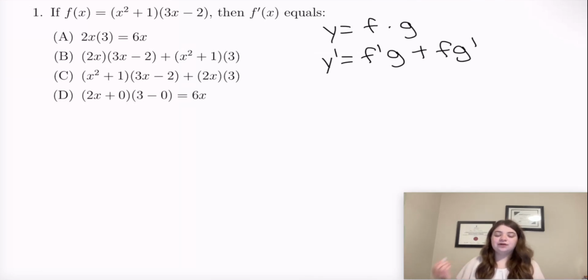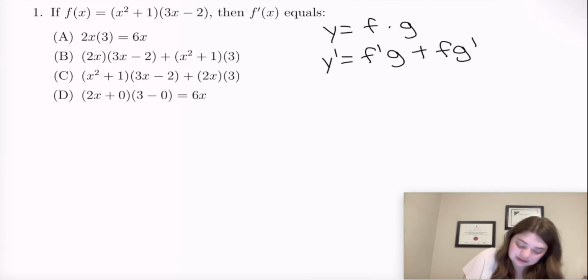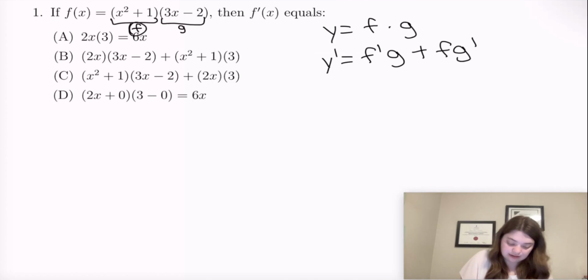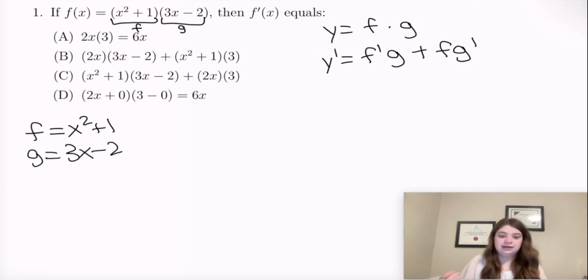Okay, so now let's define our f and our g. So this one here is going to be our f, and this one here is going to be our g. Keep in mind, this f is a separate f from this one. This is just how they're labeling the beginning function. So this here is referring to just this part. Okay, so therefore, what is f? F is equal to x squared plus 1 as we're defining it. G is equal to 3x minus 2 as we're defining it.